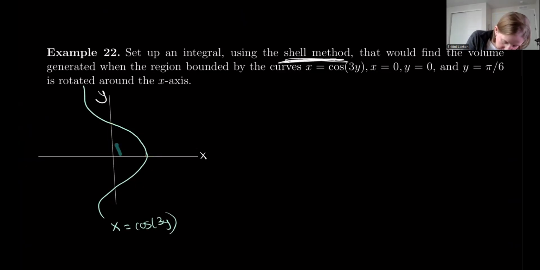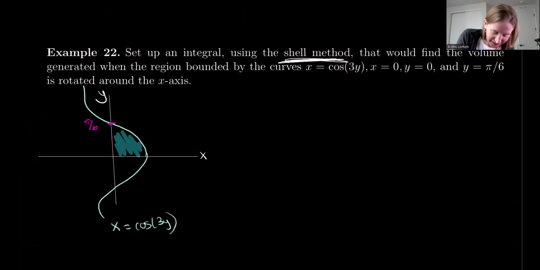So this would be my shaded region, and I'll label this so we remember that intercept really is the y value of pi over 6, not just because it told me, but because I also just know where this touches the y-axis. Cosine of 3 times pi over 6 would be cosine of pi over 2, which is 0, so that's how I knew that. Okay, but either way, there is my shaded region.